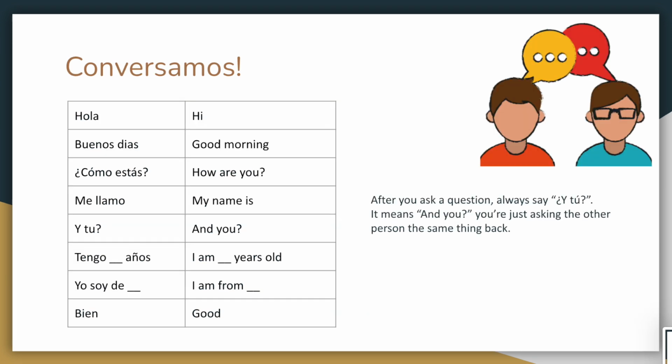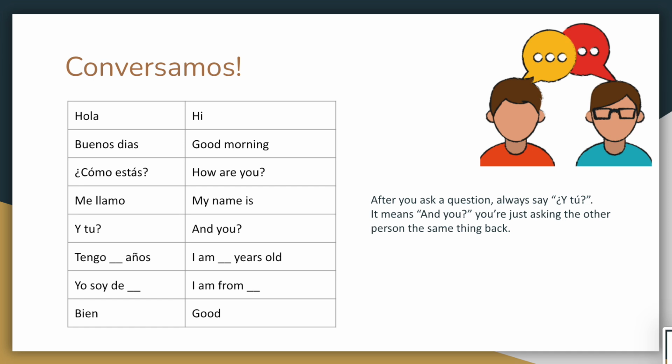So now let's look at some words that we can use in a conversation. The first one is hola, which means hi. Then buenos días, which means good morning. ¿Cómo estás? Which means how are you? Me llamo, which we already know means my name is. Y tú, which means and you.